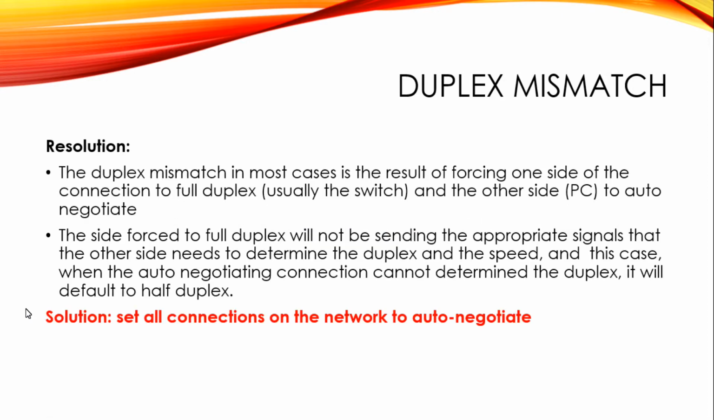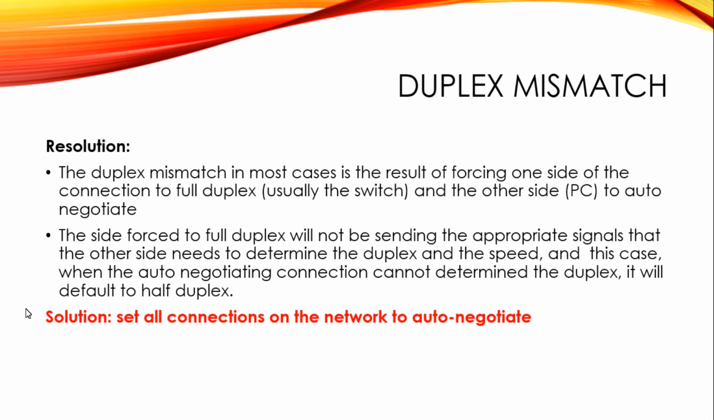So the resolution for this one is that the duplex mismatch in most cases is the result of forcing one side of the connection to full duplex, which is usually the switch, and the other side, which is usually the PC, to auto-negotiate. So the side forced to full duplex will not be sending the appropriate signals that the other side needs to determine the duplex and the speed.